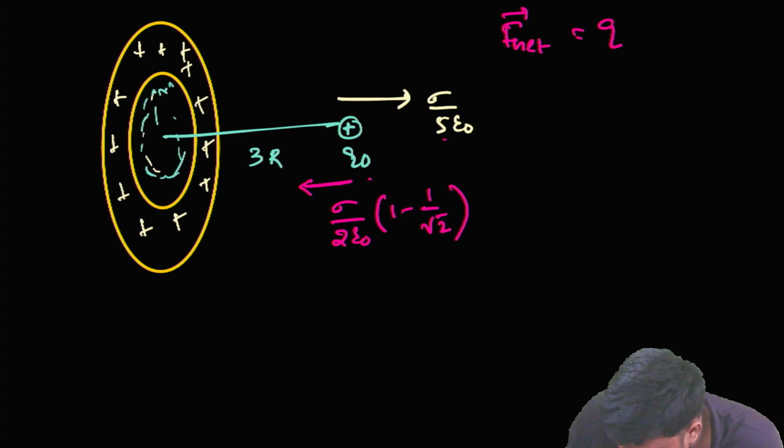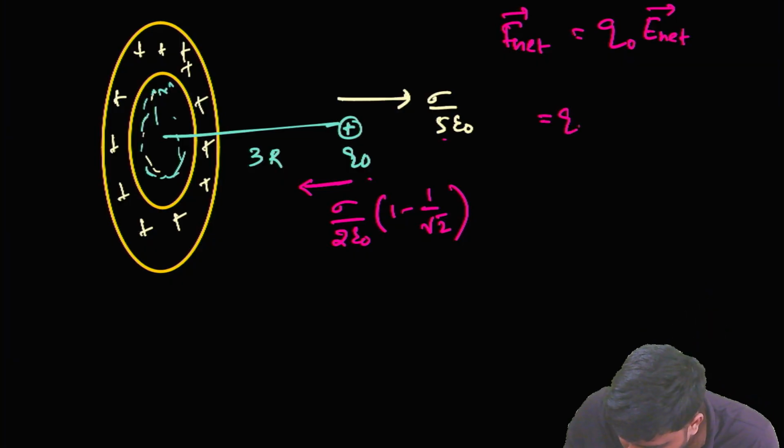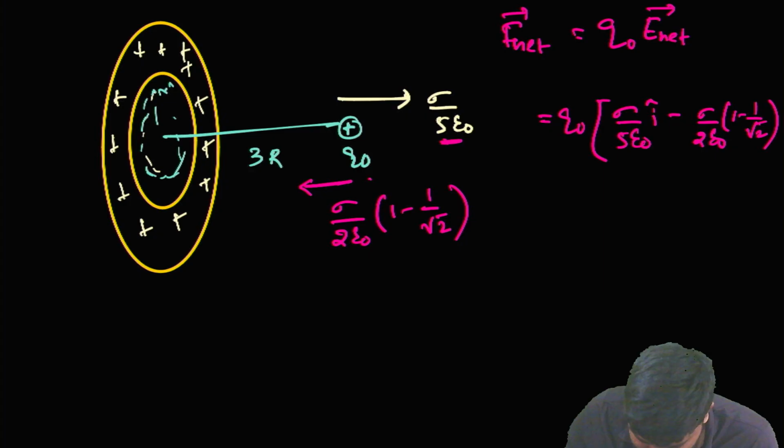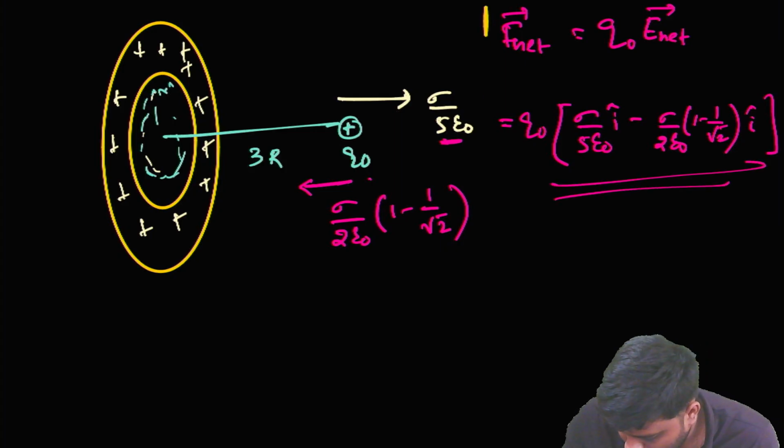That means I can write Q0 into E net. Q0 into E net is equal to Q0 times, what is this E net? Sir, this is equal to sigma by 5 epsilon naught I cap minus sigma by 2 epsilon naught (1 minus 1 by root 2) I cap. This is your net force.